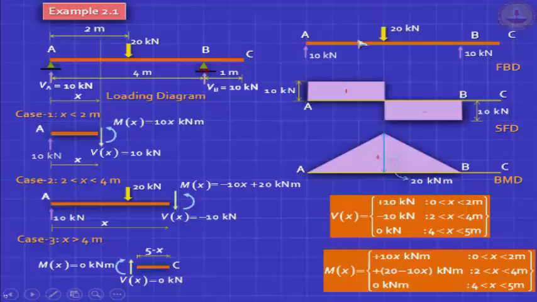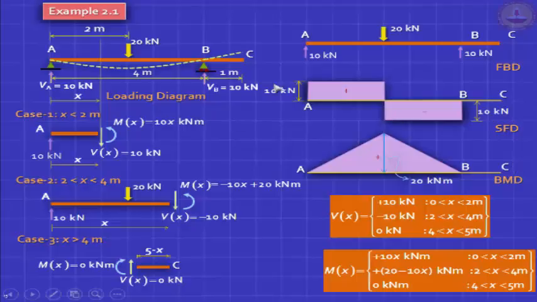This is typically the behavior of a concentrated load. It causes a constant variation of shear, changes sign wherever the load is acting, and at that very location, the bending moment is max. If you want in terms of formula, if the span of the beam is L and this load is W, shear force is W by 2, and the bending moment is WL by 4. That's a generic formula.